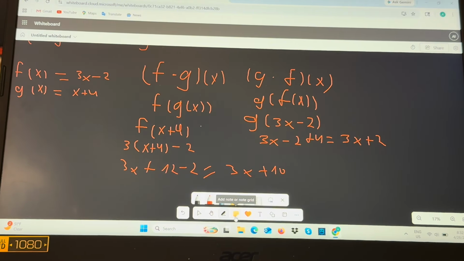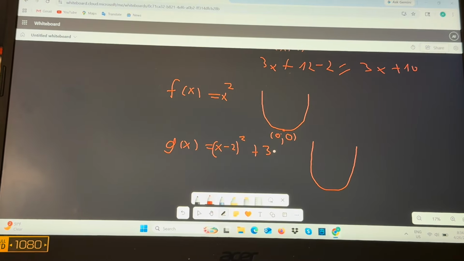So f of g of x equals 3x plus 10, and g of f of x equals 3x plus 2. It's important to realize that these functions are not the same, and this shows that in composition, the order matters. It's also important to consider domain and range when working with compositions. The output of the inside function must be valid for the outside function, and if it's not, then the composition is undefined for those numbers.